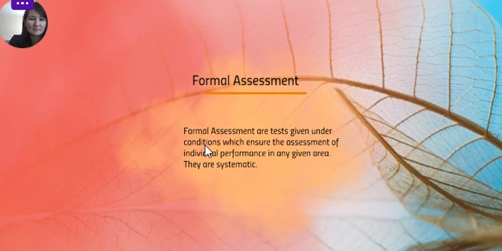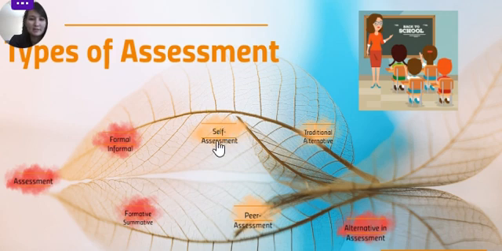Now, formal assessment is a test given under conditions which ensure the assessment of individual performance in any given area. They are systematic. For example, our summative assessments or formative assessments can be examples of formal assessment. Now, let's see types of assessments. We have three most common types of assessments. They are diagnostic, formative, and summative assessments.